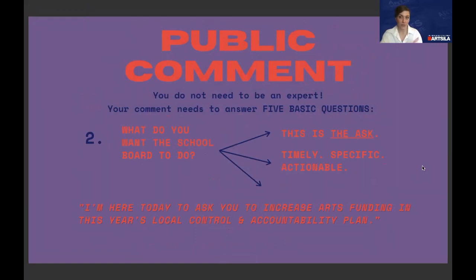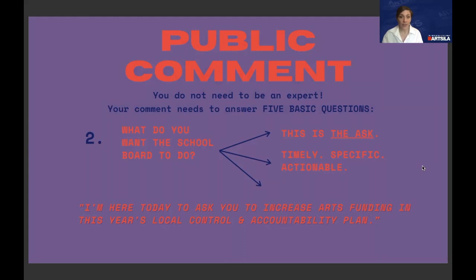Number 2, the second question you need to answer to craft a really effective public comment is, what do you want the school board to do? We also can think of this as the ask. What are you asking them to do? Now, we want this to be timely, we want this to be specific, and we want this to be actionable. So an example of this might be, I'm here today to talk to you about increasing arts funding in this year's local control and accountability plan. And if you don't know what a local control and accountability plan is, that's fine. Head to Arts for LA's website, and we have a whole bunch of resources breaking down what that is and why it's important to advocate for increased arts funding in those local control and accountability plans.